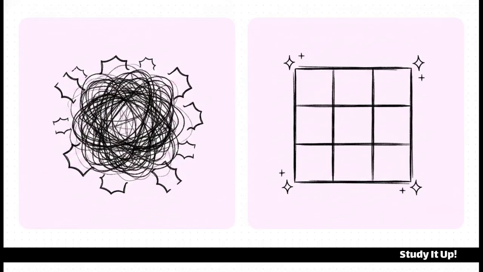But look at the right side. The tabular method completely replaces that chaos with these clean, highly structured columns.